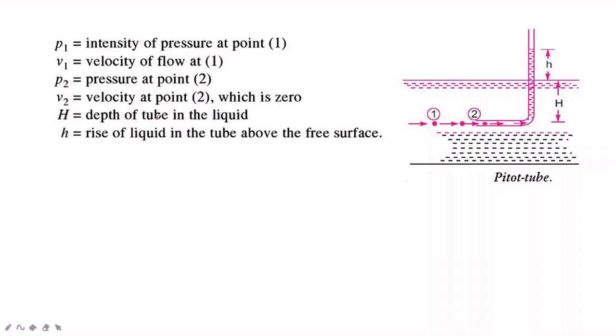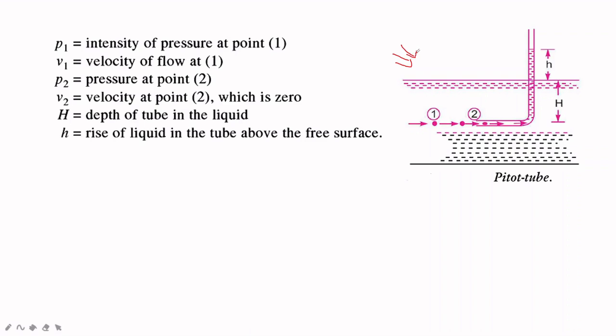Let P1 be the intensity of pressure at point 1, V1 the velocity of flow, P2 the pressure at point 2, and V2 the velocity at point 2, which is 0. So only at point 2 the velocity becomes 0. h is the depth of the tube in the liquid and H is the rise of the liquid in the tube above the free surface. I just told what is there in the diagram.